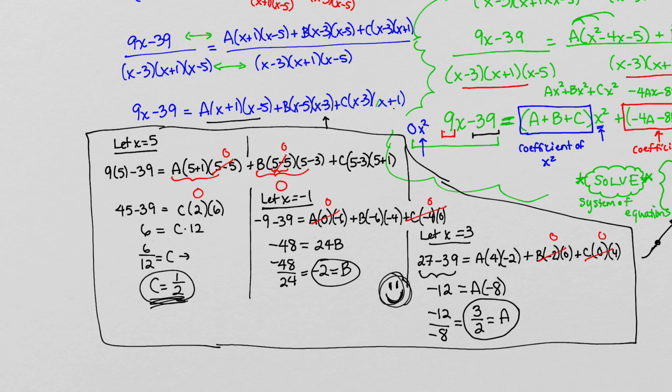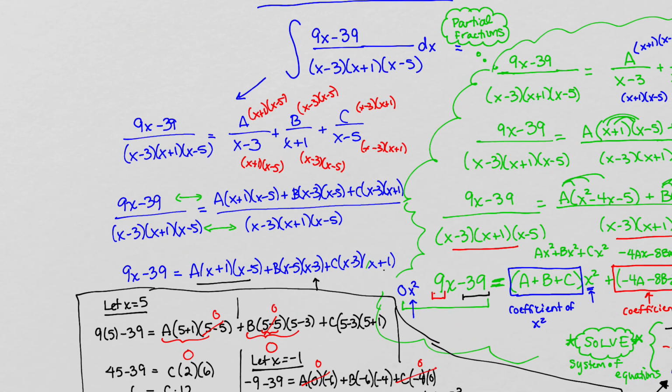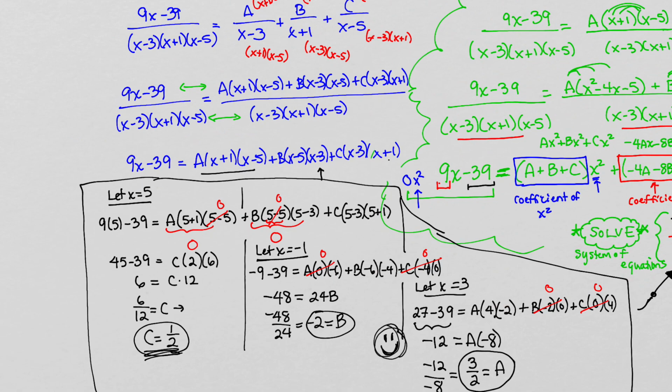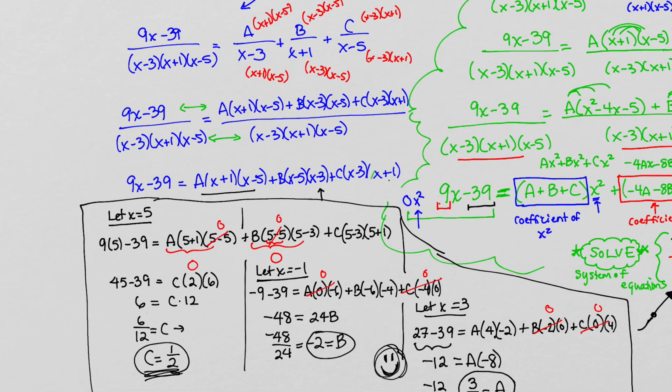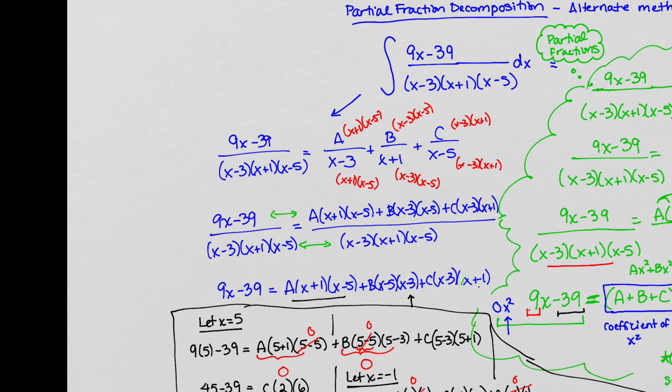But in either method, once we get our A, B, and C, we can now complete our integral. Remember, the whole process of partial fractions is done on the front end, where you use algebra and your brain in order to break up your original rational expression into smaller rational expressions. So let's go back to the very beginning. Let's rewrite our integral, and let's remember our numbers: 1/2 for C, -2 for B, and 3/2 for A. And let's solve this integral out.